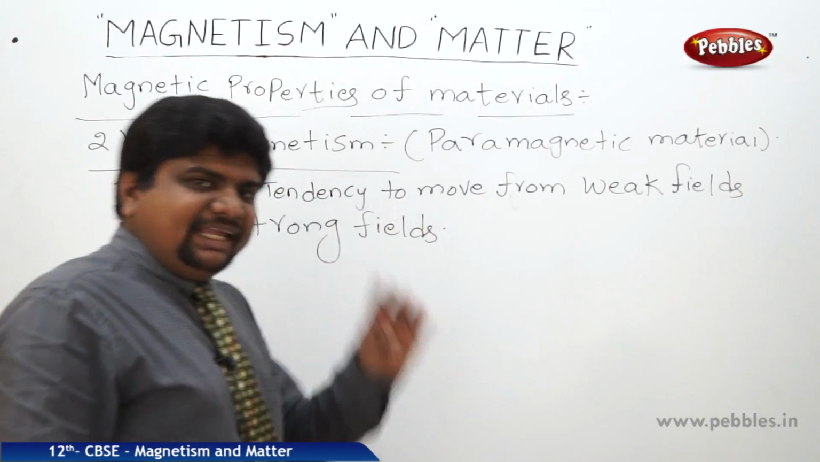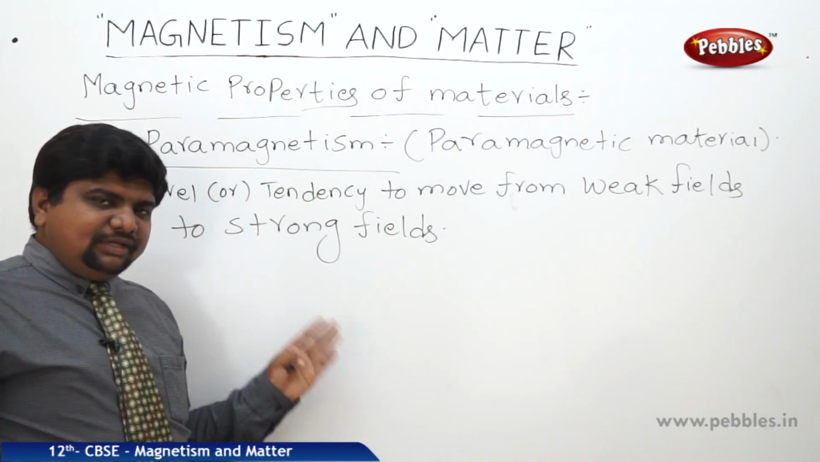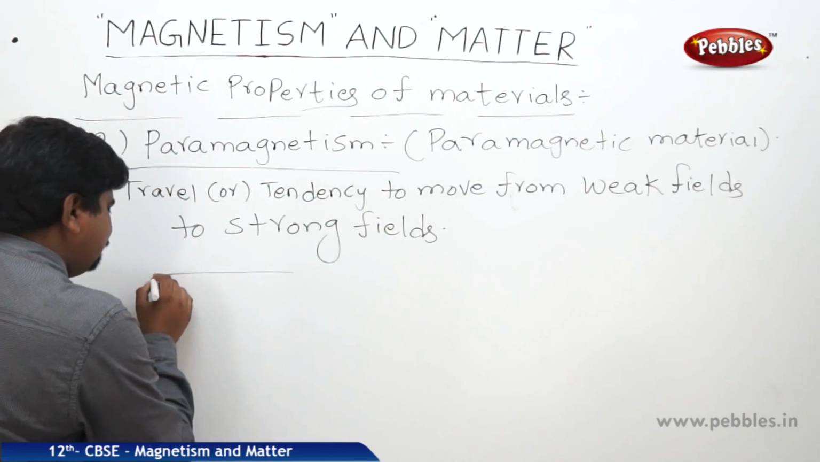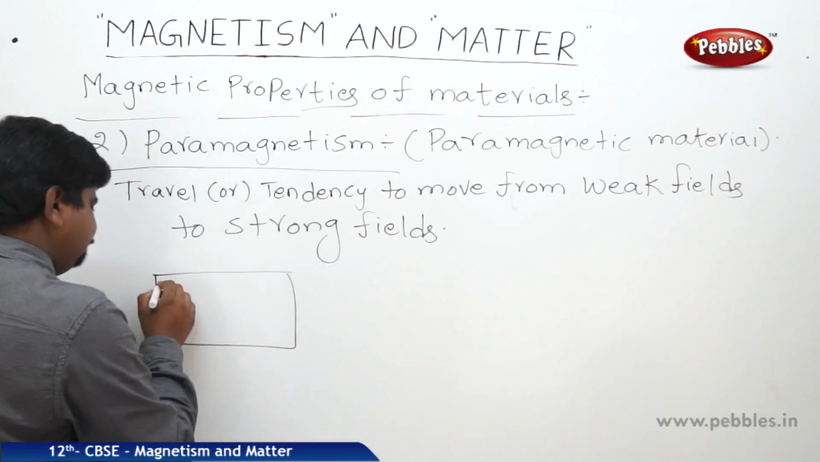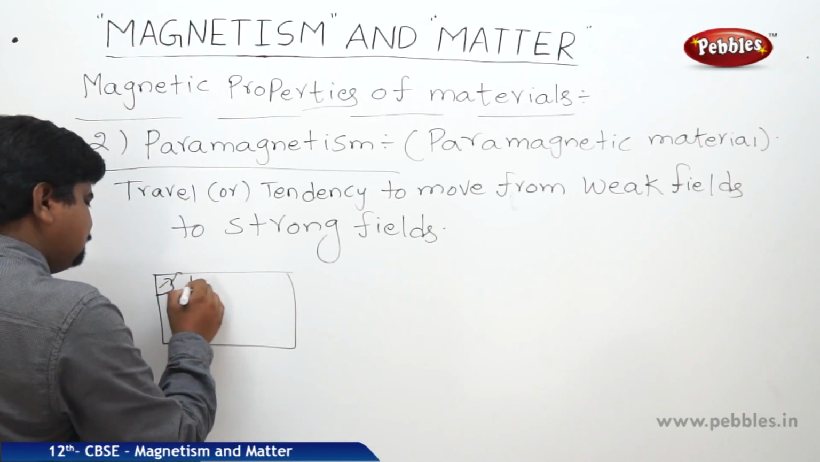Why is it happening actually? As usual, we know that there is a magnetic domain which contains the electrons. So there is a randomness.